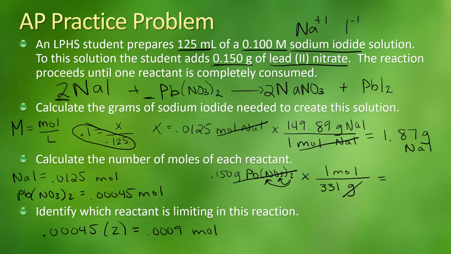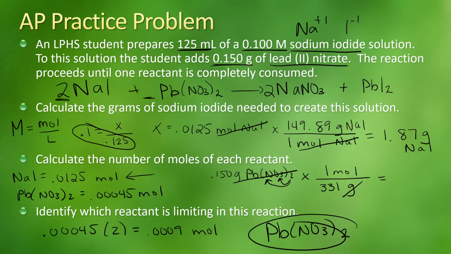Do you have 0.0009 moles of sodium iodide available? You do. Check this out. You have 0.0125 moles of sodium iodide available, and therefore sodium iodide is not the limiting reactant. You have more of it than you need. Therefore, our lead nitrate is our limiting reactant. We will run out of it long before we ever run out of sodium iodide.